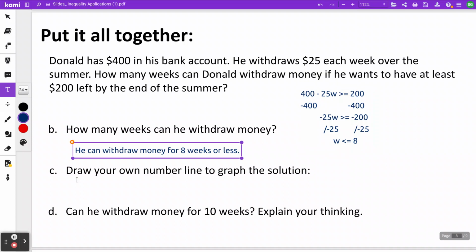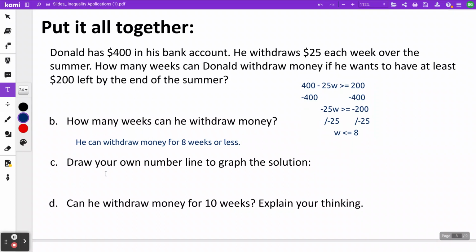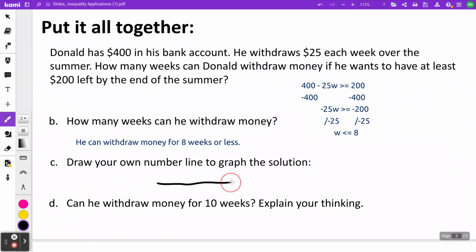Once we've got this answer, part C asks us to show it on a number line. So we talked about this. You can draw your number line. You can put lots of numbers in. The most essential one, though, is we need 8. You can always put a couple of the numbers nearby on it, right? Like 7, 6, 9, 10, all of those.